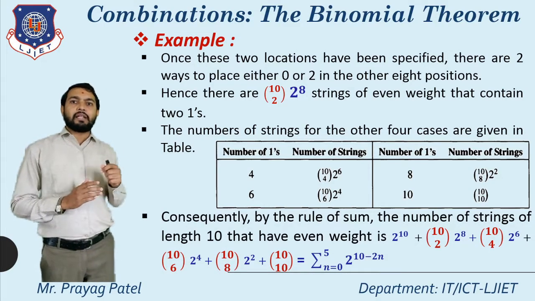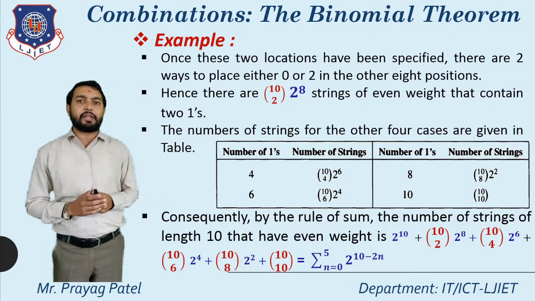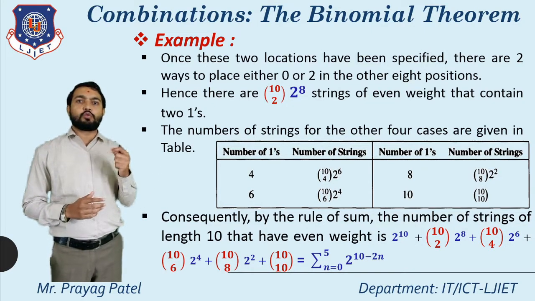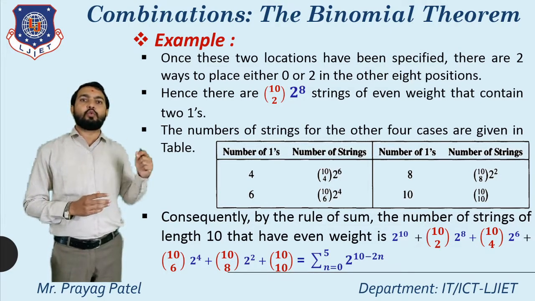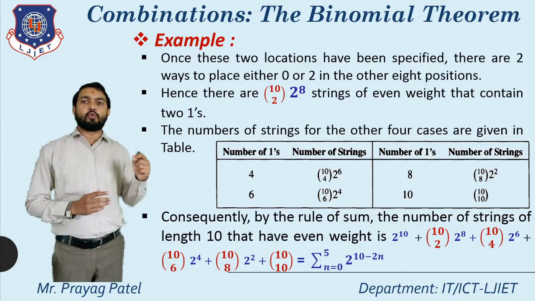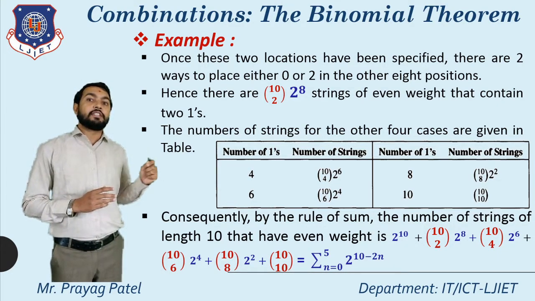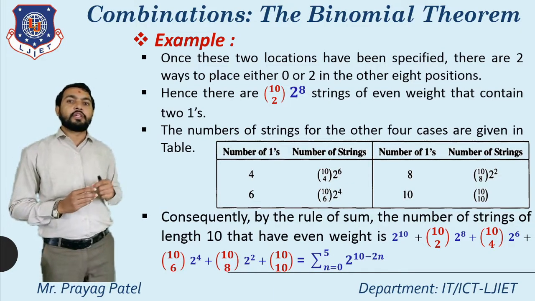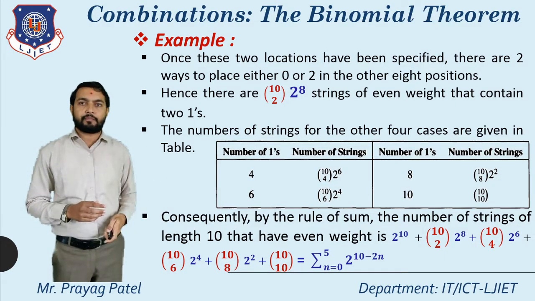So consequently, by the rule of the sum, the number of strings of length 10 that have even weight is, first case 2 raised to 10 plus 10C2 2 raised to 8 plus 10C4 2 raised to 6 plus 10C6 2 raised to 4 plus 10C8 2 raised to 2 plus 10C10, which is equal to, using the summation, sigma n equal to 0 to 5 of 2 raised to 10 minus 2n.